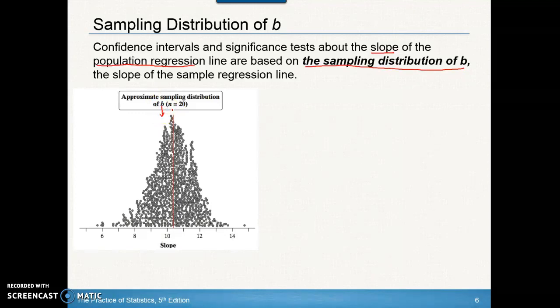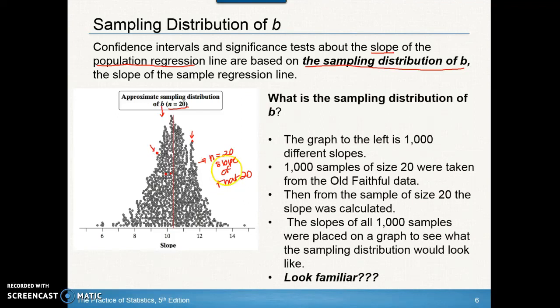So if you notice here, we did sampling distributions before. When this says n equals 20, this right here is the slope from 20 of those 222. That's what each of these represent. Each of these we took a sample of 20, and it is the slope of the regression line that was created from those 20 specific values that we took. All right. So let's see what exactly the sampling distribution of B is.